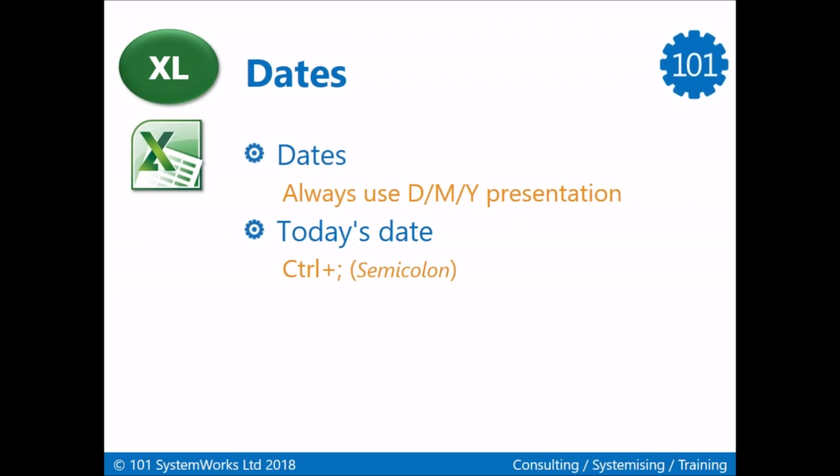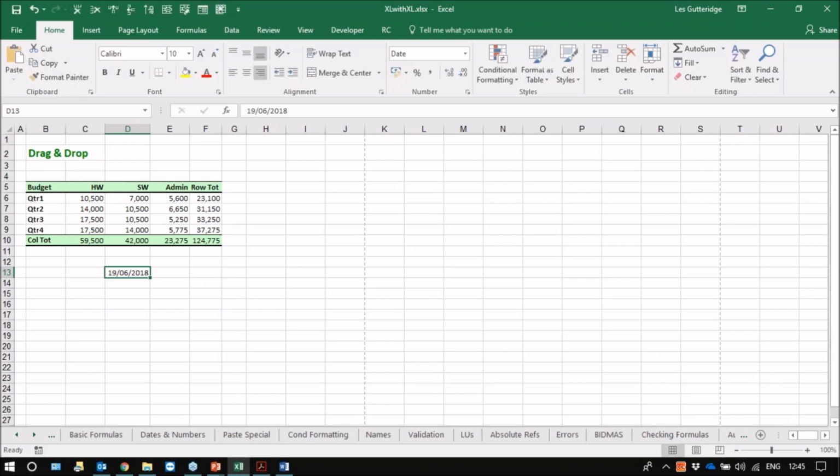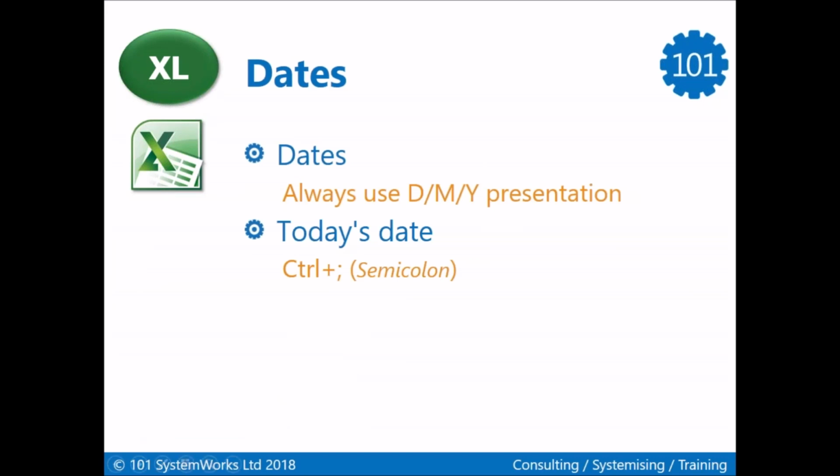But this is quite useful. If you're in the habit of typing in today's date when you're doing some sort of follow-up, if you do Control and semicolon, it'll actually fetch today's date from the system clock and put that in for you. It's a solid date, so if I open this file tomorrow, it'll still say the 19th of June. So Control and semicolon, time saving. You don't have to look at your diary to find out what the date is. That's provided your clock's not stopped.